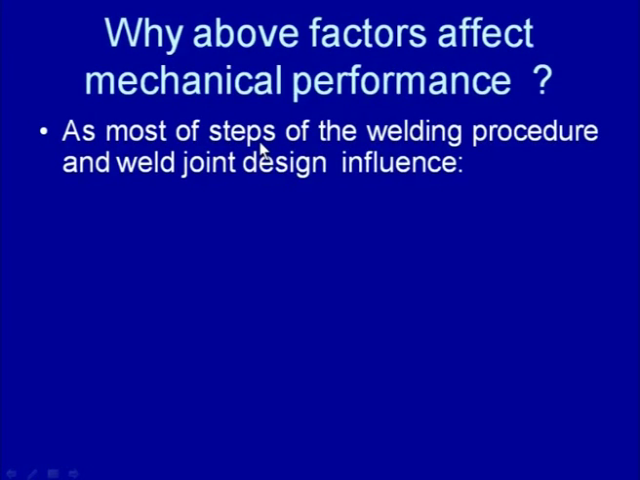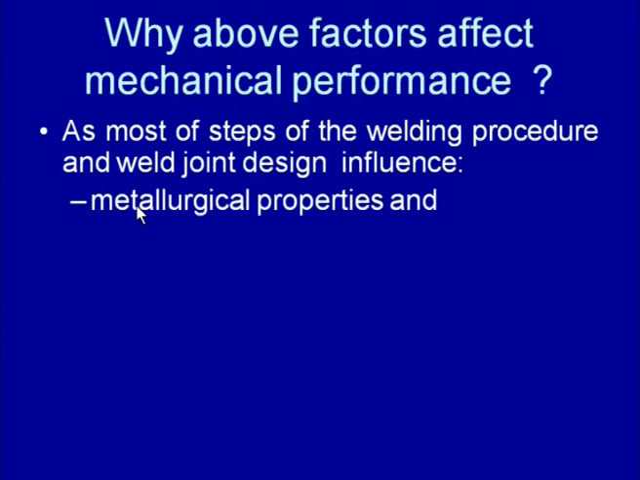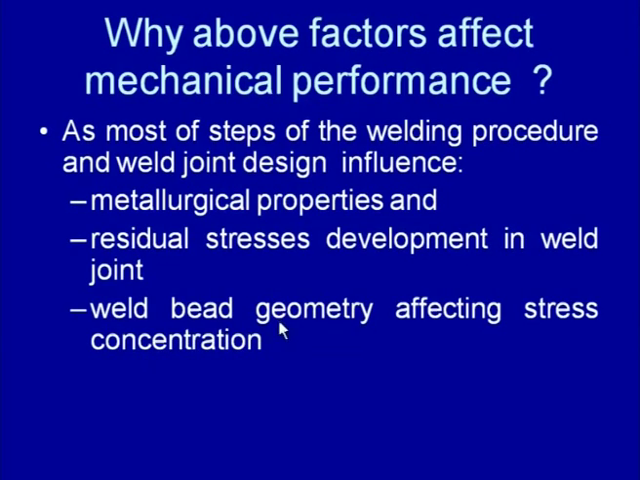Just to summarize the effect of the above factors on the mechanical performance of the weld joint, we can see that most of the above factors, or steps of the welding procedure, affect the following aspects. The factors described in the previous slide affect the metallurgical properties, the development of residual stresses in the weld joint, and the weld bead geometry, which in turn decides the stress concentration at the toe of the weld.